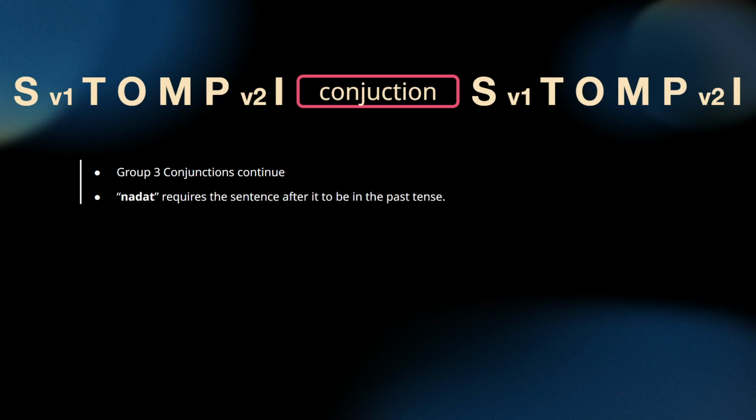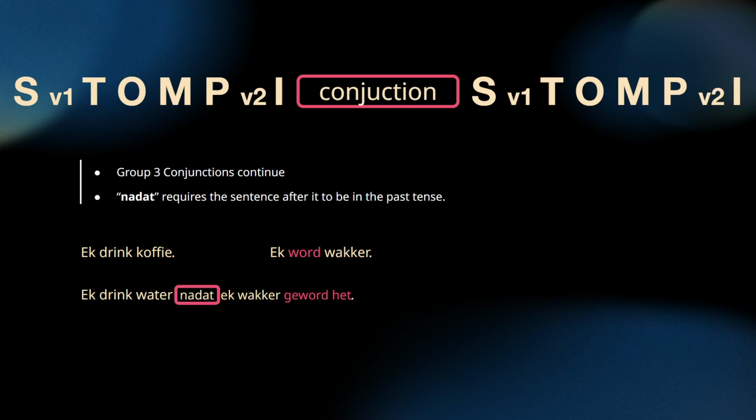All right, let's take a look at a special case, and that is for the conjunction nadat, which means after. And logically, the sentence after nadat needs to be written in the past tense. Let's take a look what this looks like. Ek drink koffie, ek word wakker. So if I now use nadat in my sentence, the sentence directly after nadat needs to be written in the past tense. Ek drink water nadat ek wakker geword het. But there's a lot of change that happens in that second sentence. So let's take a look how we got there.